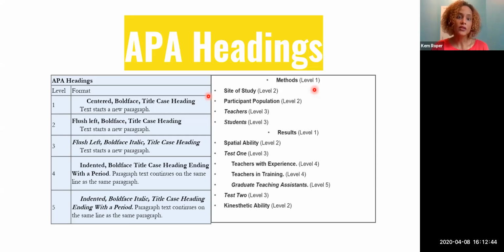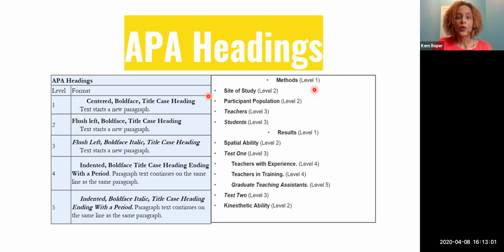So if under your methods you simply describe the site of the study, then you will only have a level 2 heading. And the level 2 heading is formatted the way you see here, with the flush left boldface title case heading, and it starts a new paragraph.